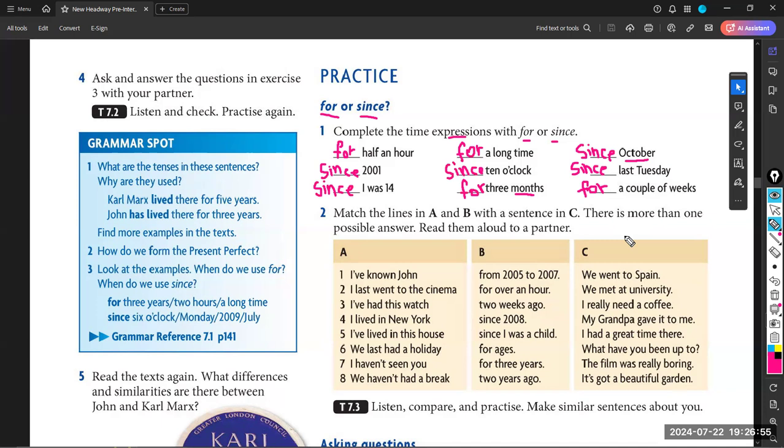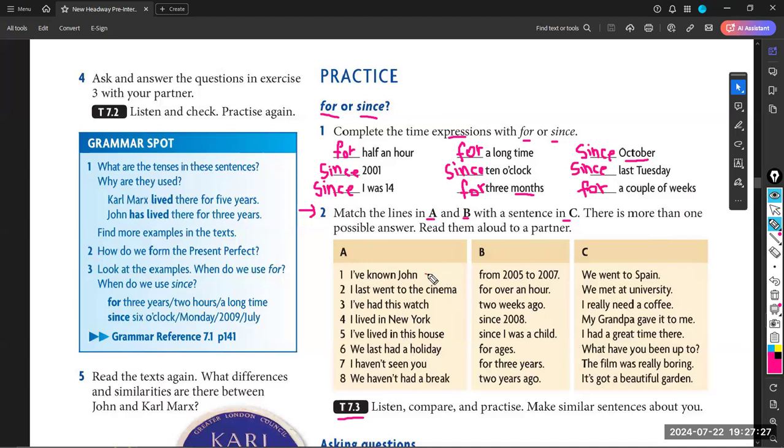We still have time, so let's try to solve exercise number 2. Now let's match the lines in A and B, and with C. There is more than one possible answer. Let's read them and match them. After that, we have to listen to the recording to check our match, if it is correct or maybe we have some mistakes. Number 1, A. What do you think about number 1? I've known John since I was a child.